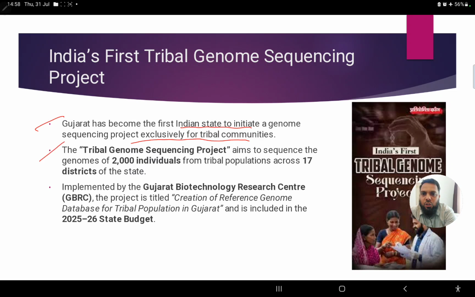Now, the tribal genome sequencing project aims to sequence the genomes of 2000 individuals from tribal populations across 17 districts of the state. So Gujarat has 17 districts. Across all the districts, wherever tribal people are there, around 2000 individuals belonging to different places, their genome data is being collected, right?